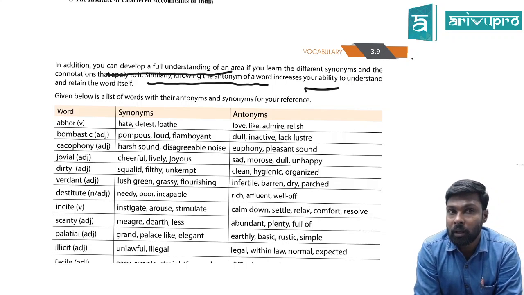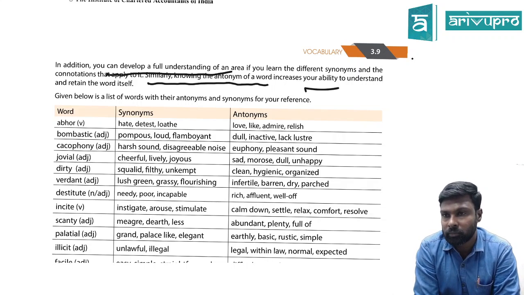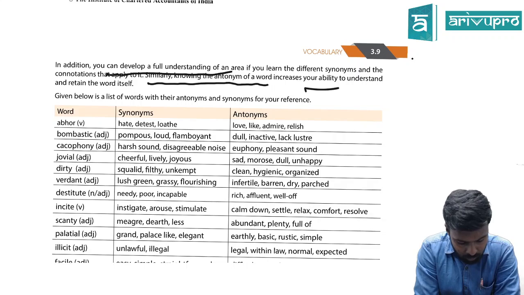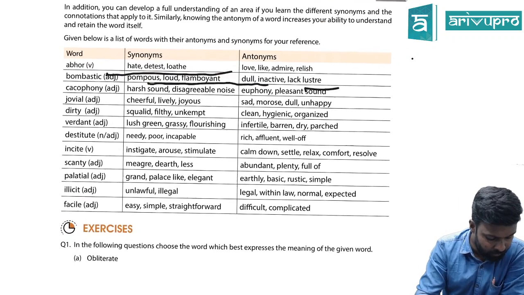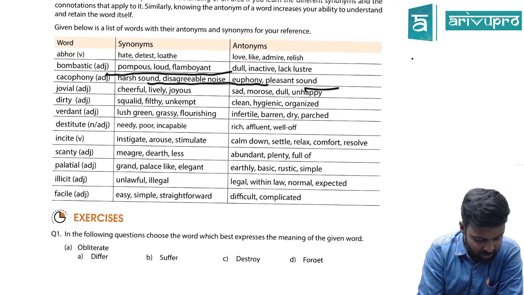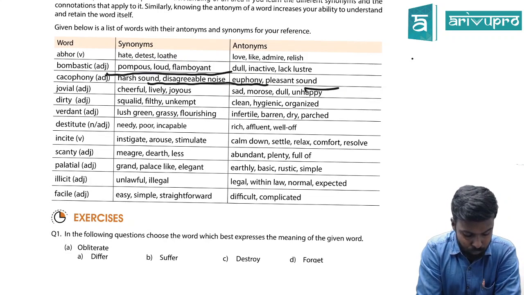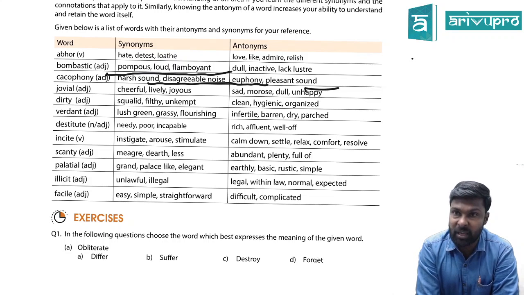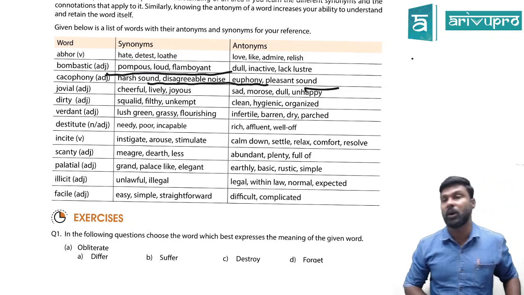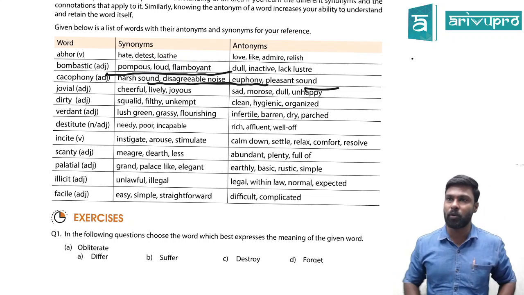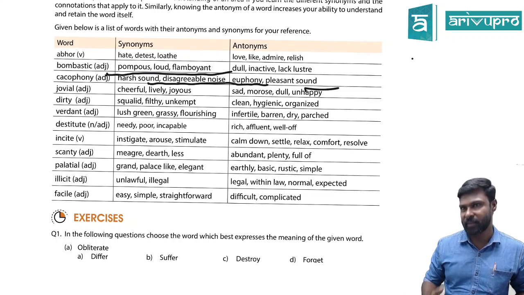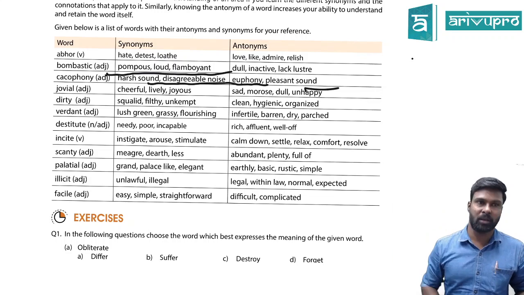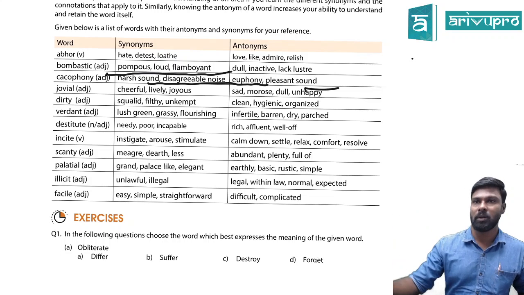Illicit, unlawful, illegal. Legal, within law, normal, expected. And the last one, facile. Easy, simple, straightforward, as opposed to difficult and complicated. So these are some of the synonyms and antonyms for certain words. So like this, you will have to develop. These are things that I can't help you with in class because it requires a lot of individual practice. All that I could do is give you certain basics and tell you how to go about doing it.